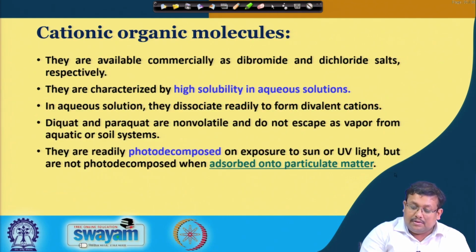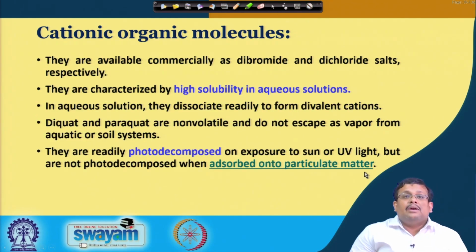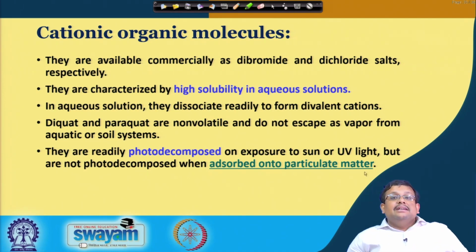These cationic organic molecules are available commercially as dibromide or dichloride salts, and they are characterized by high solubility in aqueous solutions. In aqueous solution, they dissociate readily to form divalent cations. Diquat and paraquat are non-volatile and do not escape as vapor from aquatic or soil systems, and they are readily photodecomposed on exposure to sun or UV light, but are not photodecomposed when adsorbed onto particulate matter.